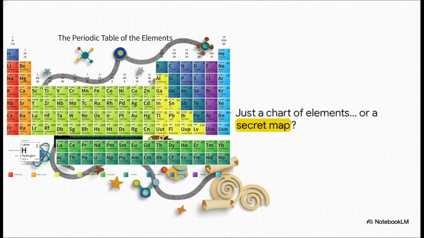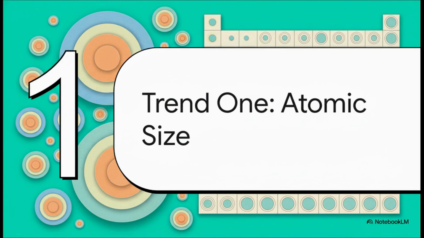Okay, so you've seen this thing a million times, right? But I want you to totally change how you look at it. From now on, it's not just a boring chart of elements. No way. This is a secret map. An element's address, its exact spot on this grid, tells you almost everything about its personality, how big it is, how it's going to act, and who it likes to hang out with. All right, so where do we even begin with this map?